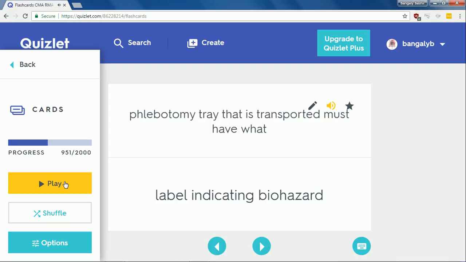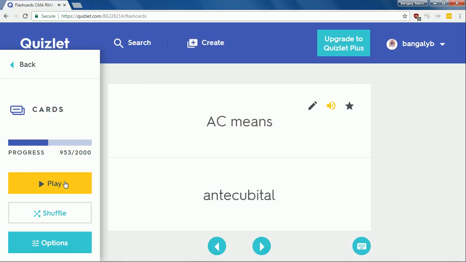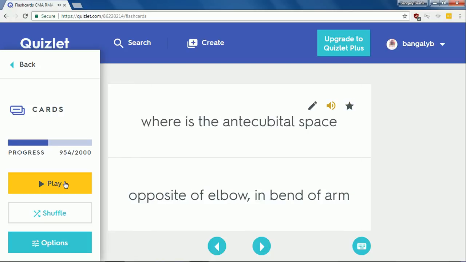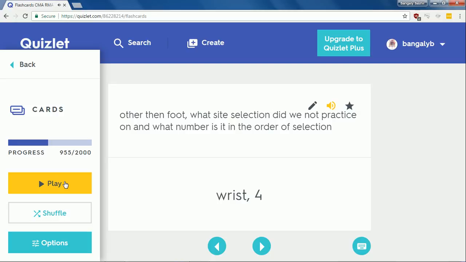Phlebotomy tray that is transported must have what? Label indicating biohazard. Order of site selection. AC, forearm, back of hand, wrist, and then with doctor's permission, foot. AC means antecubital. Where's the antecubital space? Opposite of elbow, in bend of arm. Other than foot, what site selection did we not practice on and what number is it in the order of selection? Wrist, 4.